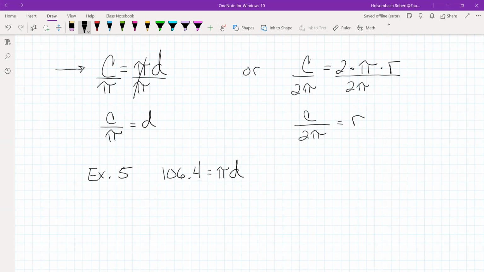Now, to solve for the diameter, we divide both sides by pi. On the right-hand side, the pi's are going to cancel. And in your calculator, take 106.4 divided by, use the pi button, and hit equals. And I get 33.87 equals the diameter.